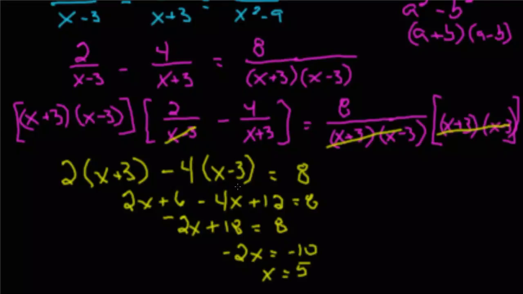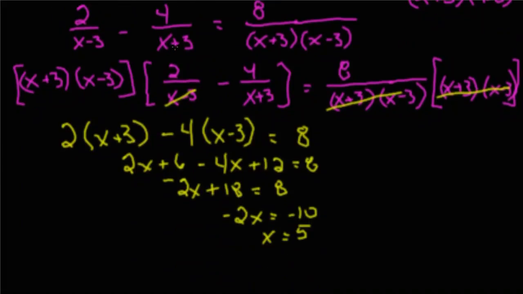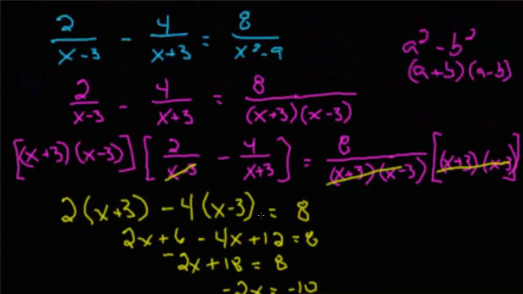Now, just like before, we've got to go back up to our original equation here and make sure that we don't have anything that gives us a 0 in the denominator, and we don't. So our solution is x equals 5. And if we wanted to, we could just plug that in and check that.